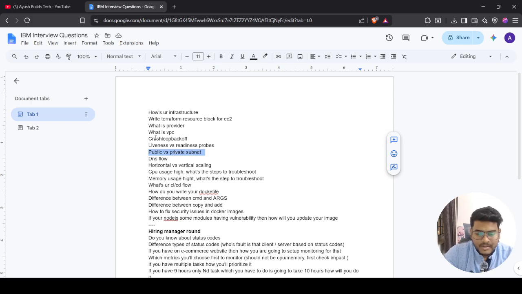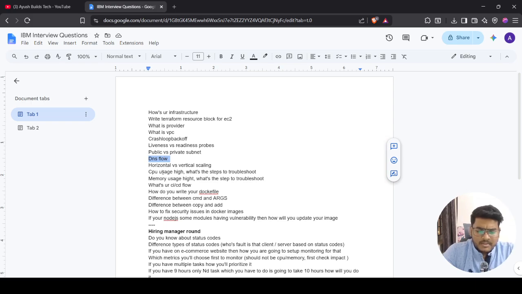Then some Kubernetes questions came up, like CrashLoopBackOff: what are you going to do? I told them I will be checking logs and using the kubectl describe command, all those things. They asked about liveness versus readiness probes and gave a use case: if a DB is down, which probe will it be? Then there was a question on the DNS flow: when we go to google.com or anything, how does the flow go? This was one question.